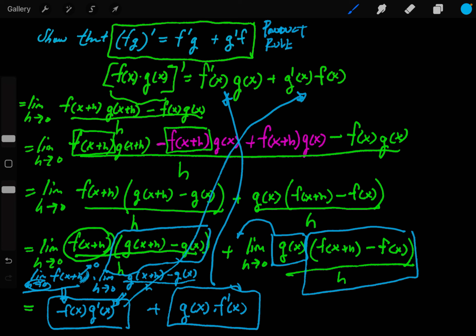You have to know it to differentiate anytime you're dealing with a product of two functions. You could even check that this rule will work if one of the two functions is a constant, and it'll give you the rule for the constant, that you could just factor out the constant. But if f or g is not a constant, you must use this rule.